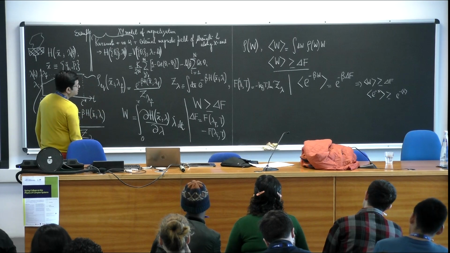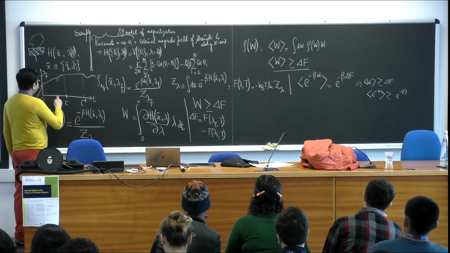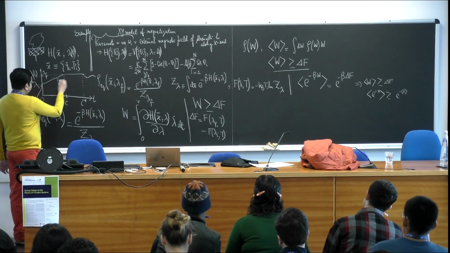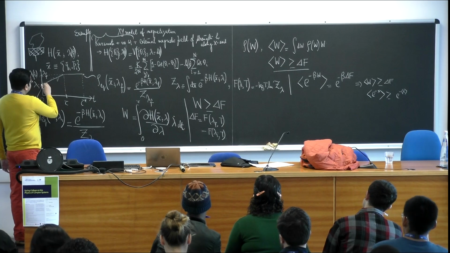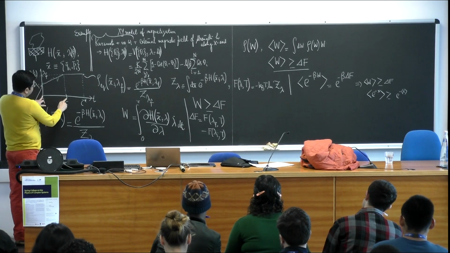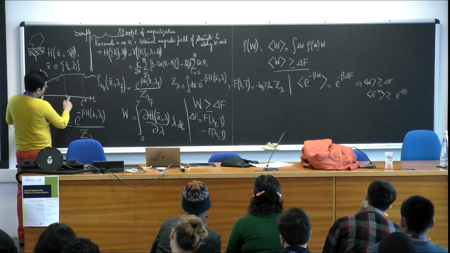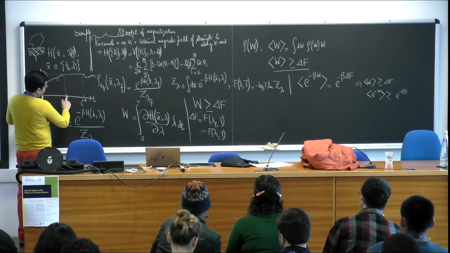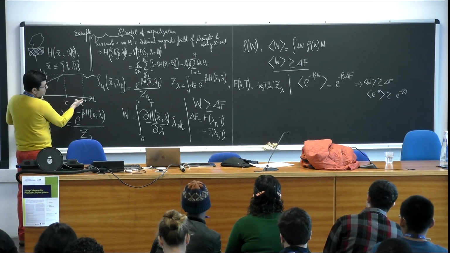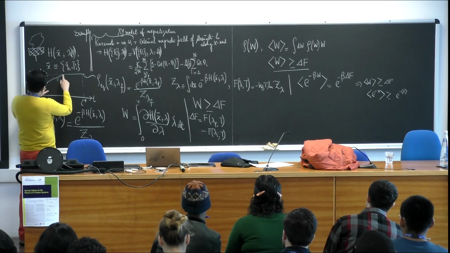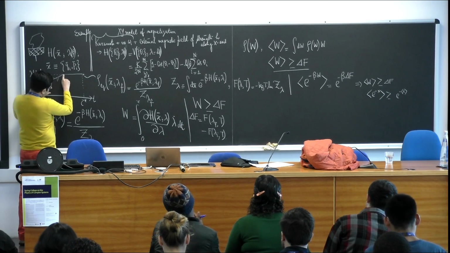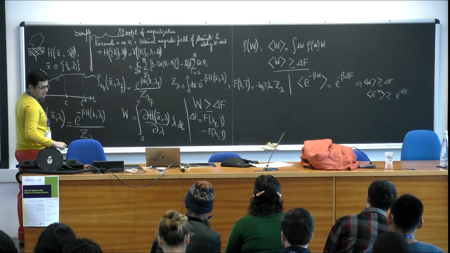While the left hand side, e to the minus beta w average, relates to a quantity that has been computed only over this time interval 0 to tau, not 0 to tau star. There is no point in computing work over this interval because anyways no work is done. So left hand side over this time, right hand side over that time.